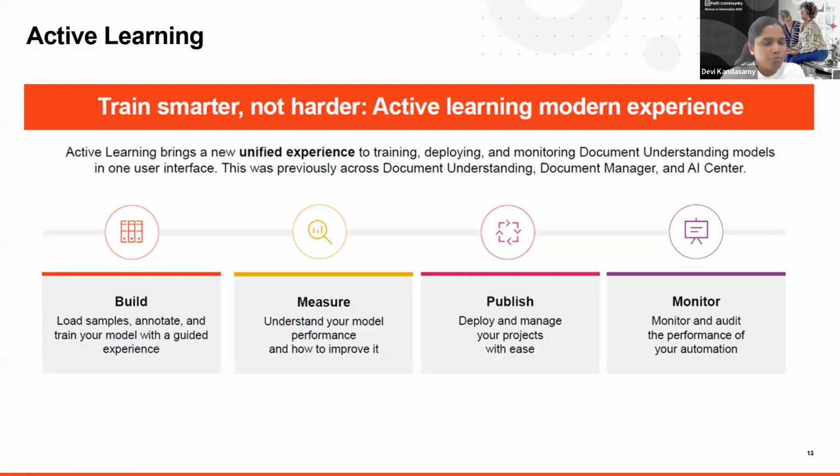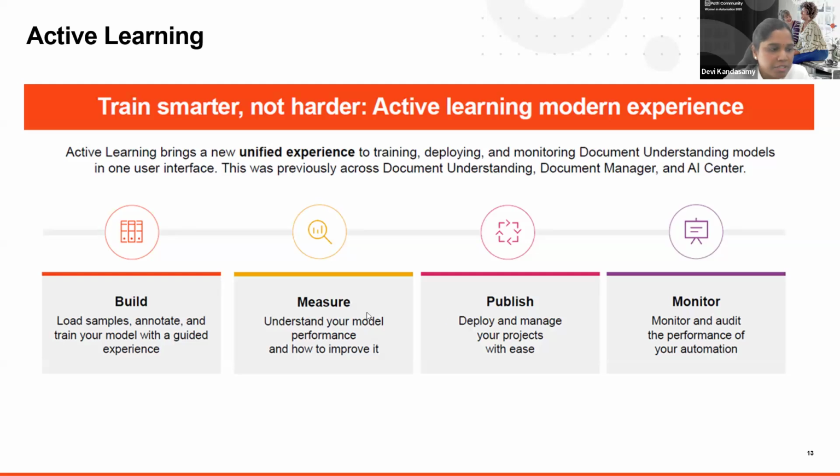It has 4 main stages. The first one is the build stage. In the build stage, we load the samples, and we see the samples getting classified into different document types. Once classification is complete, it performs the pre-annotation, and after pre-annotation all you need to do is confirm the annotation. Once you start confirming the annotations for almost 10% of the documents or 10% of fields, you will see that the model starts training by itself.